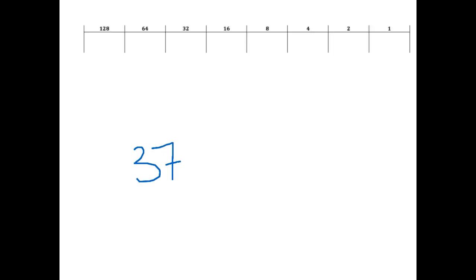So let's say we start with the number 37. We also need to go straight back to our little scale, so we'll get that up. And the way I like to convert from decimal to binary is by repeatedly subtracting. So it'll make sense in a moment.